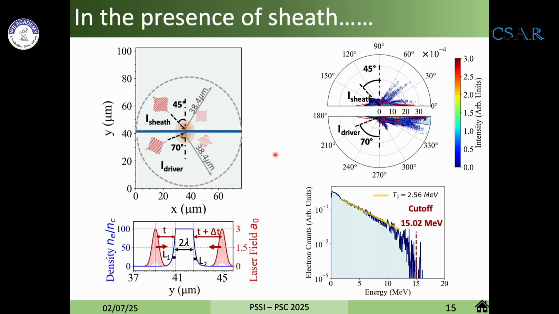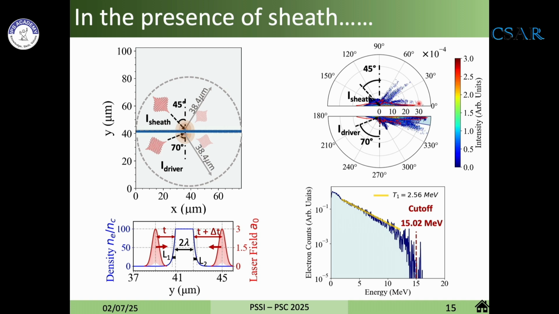angular distribution and the electron spectra. In the earlier case, even with the double energy dump, the spectrum was around 10 MeV, but now in the two laser case and the best timing situation, it comes out to be around 15 MeV, which is an increment of around 5 MeV. The electron distribution is also slightly higher in the bottom part because the particles are being guided around the bottom surface.